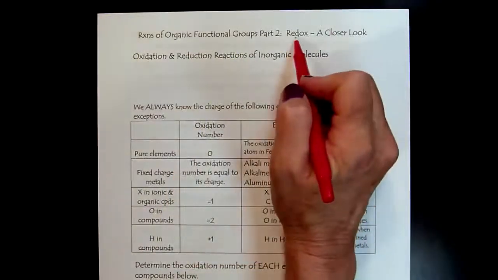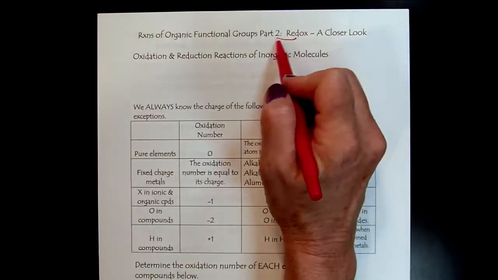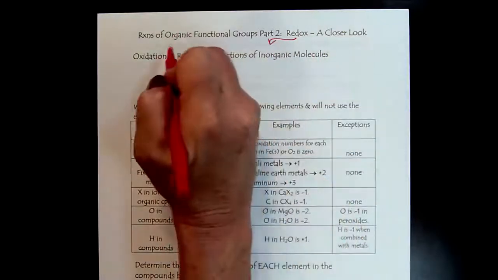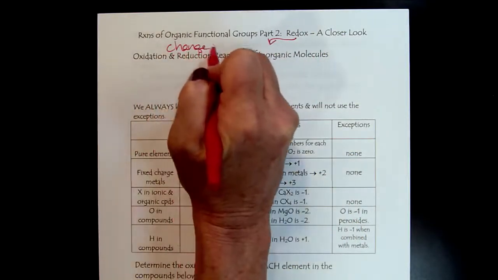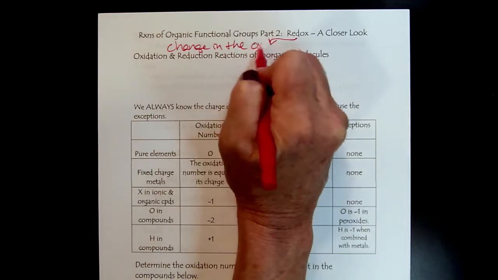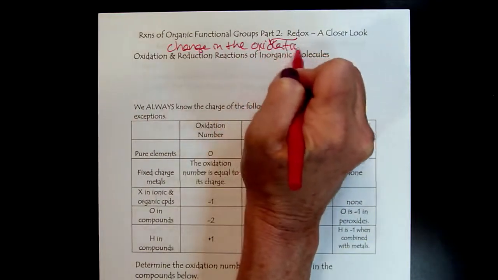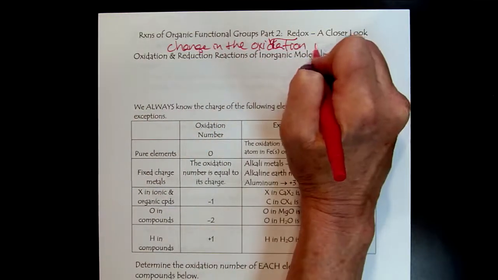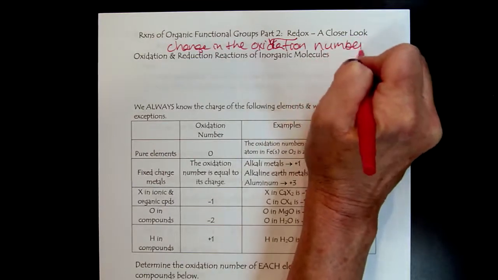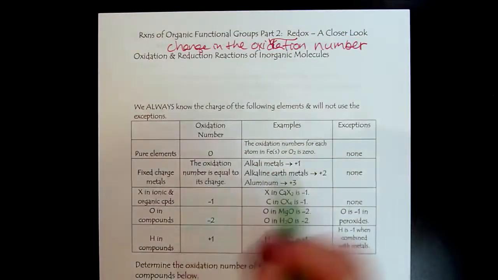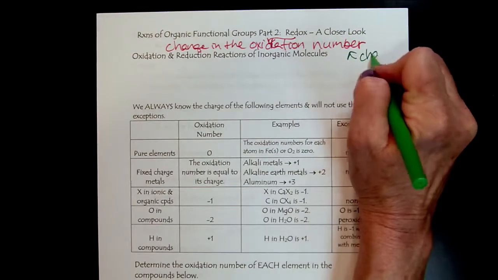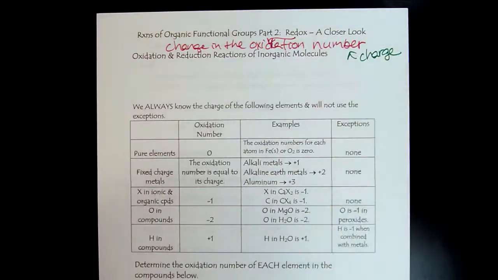All right, so we know from our previous lessons that redox is a change in the oxidation number. Oxidation number is really just a fancy way to say the charge. How many electrons have been lost or gained?